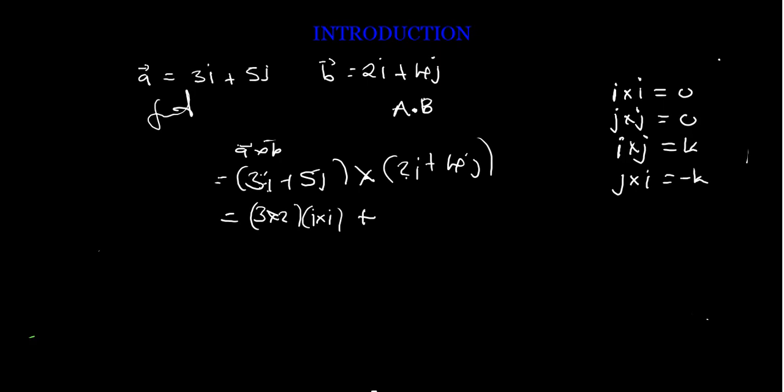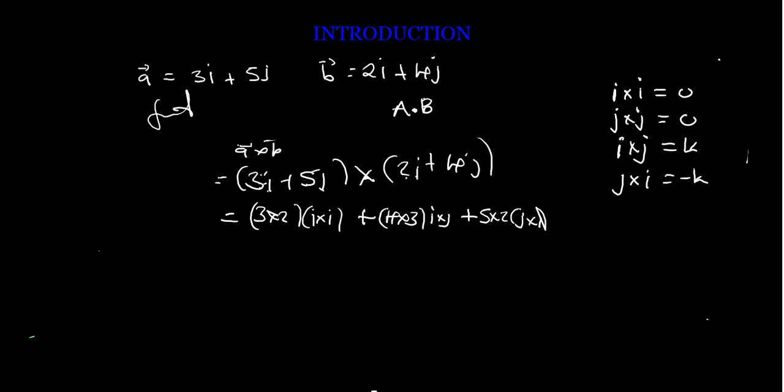Again, the same 3 times 4. So I say 3 times 4. The units are i and what? Times j, right? Plus again, you say now it's 5j times i. So it's 5 times 2, this 2. Then you say it's now j times i, like that.